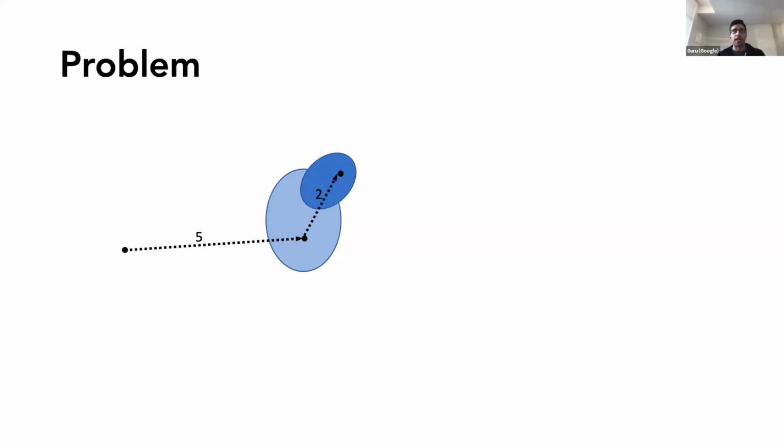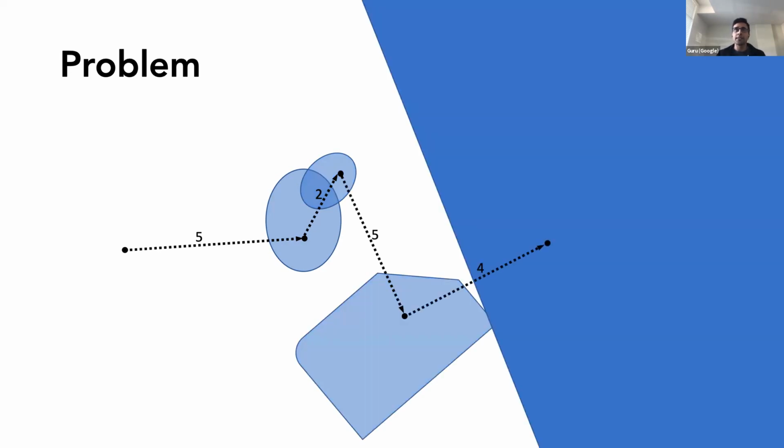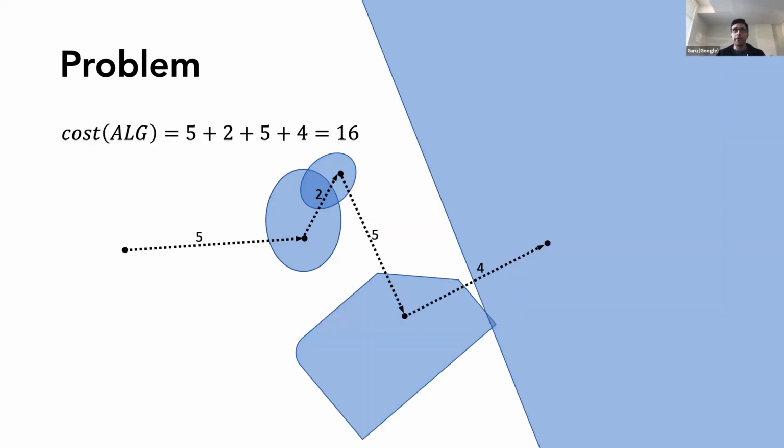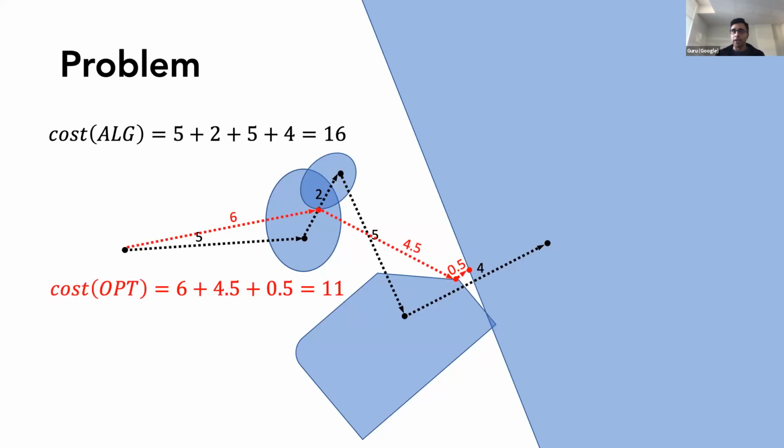And once again, you have to move within the new convex set. So again, the algorithm moves, and this time it pays a cost of 2. So we continue this process. And at the end of all the requests, we look at the total movement costs. Okay, so in this case, the algorithm moved a total of 16. Whereas what we want to compare ourselves to is the optimal algorithm. So this is an algorithm that would know all the requests in hindsight, and it can plan the trajectory optimally. So in this case, it would take this red trajectory, and it only pays a total cost of 11.